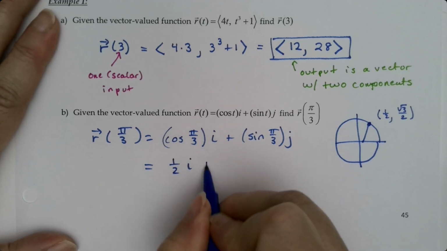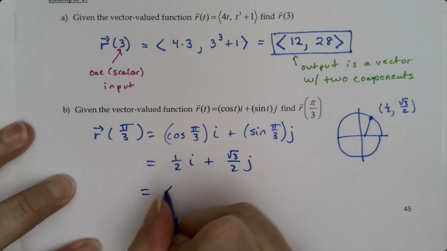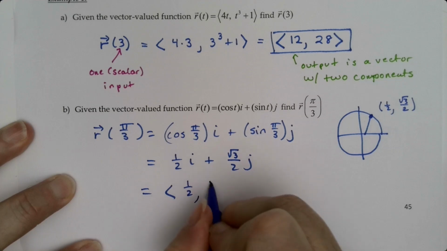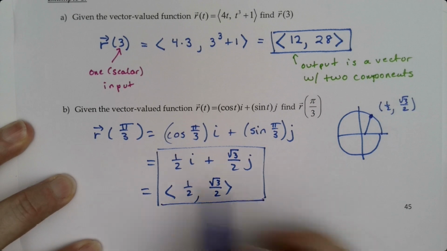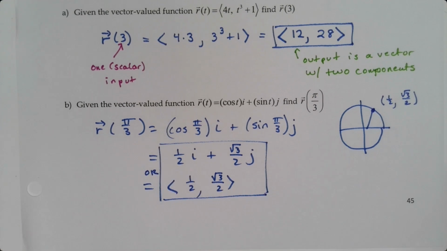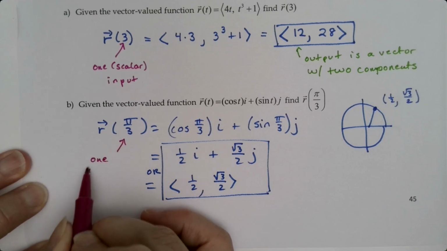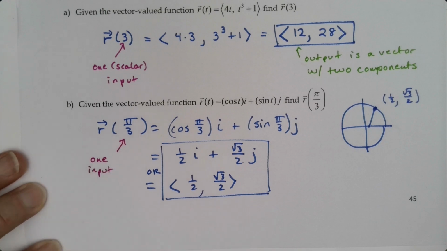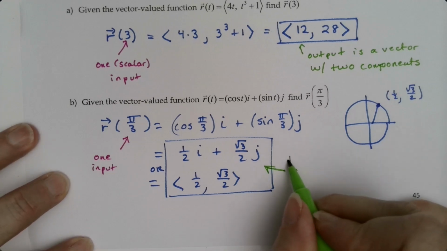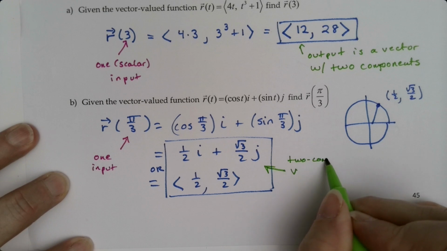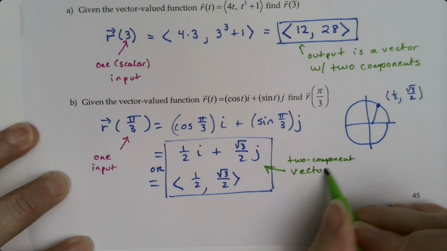Aren't we glad we have the unit circle memorized? There we go. And if you like, you could write that in bracket notation, 1/2, square root of 3 over 2. They mean the same thing. So we had one input, which was pi over 3, and we received a vector output with 2 components. So a 2-component vector is the output.